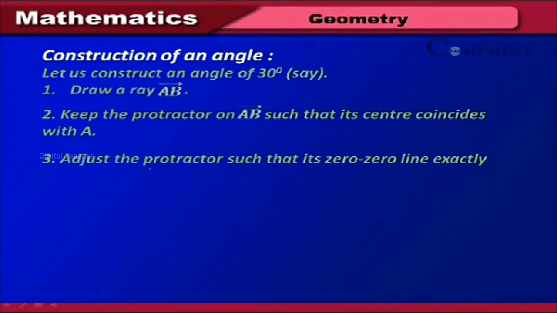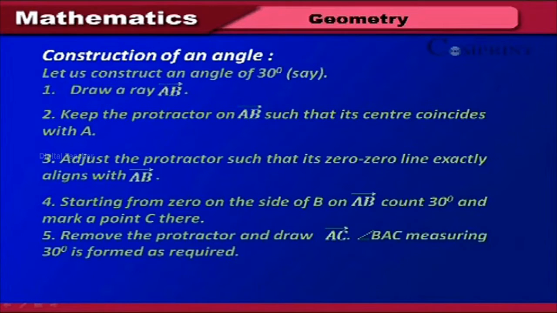Construction of an angle. Let us construct an angle of 30 degrees. 1. Draw a ray AB, A to B. 2. Keep the protractor on ray AB such that its center coincides with A. 3. Adjust the protractor such that its 0 line exactly aligns with AB ray.